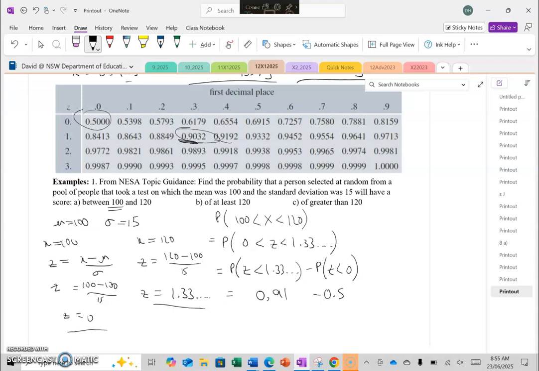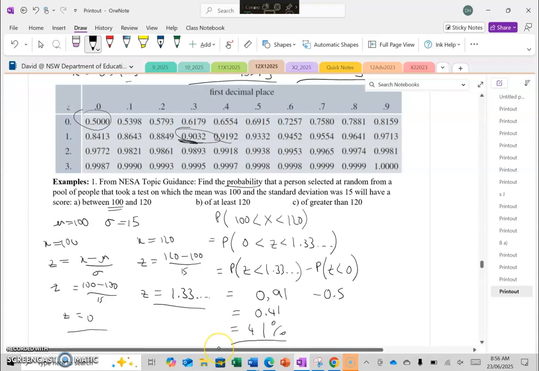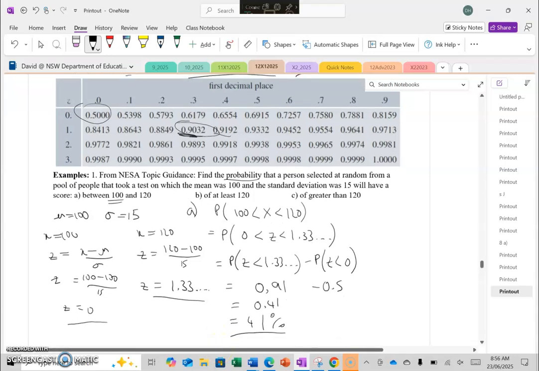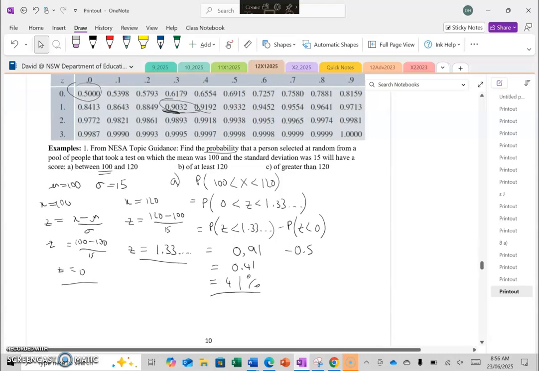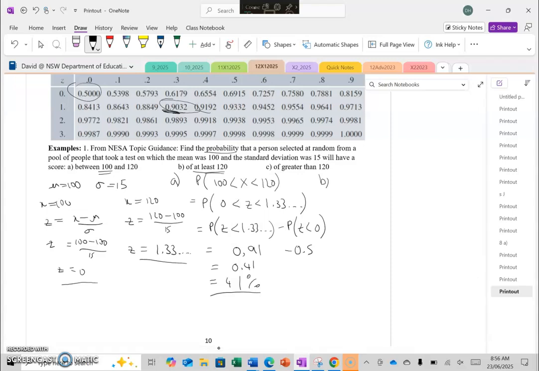We're using the 1.33. Okay, so rounding that, it's going to be 0.41, which is 41%. It says probability, so you can give it as a percentage or a decimal, doesn't matter. So 41% is my answer for A. Okay, B says, what's the probability of getting a score of at least 120? So that would be the probability of score greater than or equal to 120. Remember the 120 Z score is 1.33.